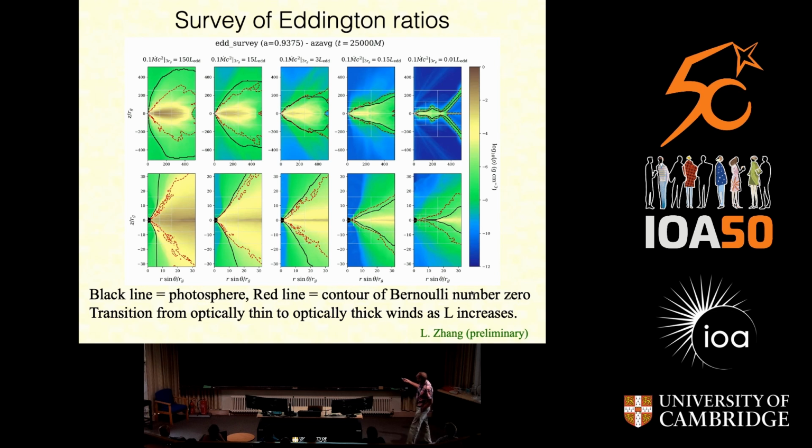And you can see a consistent pattern emerging whereby at low Eddington ratios, the photosphere, the black line, lies below the contour of 0 Bernoulli number, which is a useful demarker of where the flow is outflow and a wind and where it's bound to the disk. So here you basically have an optically thin, magnetically driven wind at low Eddington ratios. And at very high Eddington ratios, it's a very optically thick, radiation-driven wind and a much thicker disk. And so we have this transition in the outflow properties with Eddington ratio from one end to another.